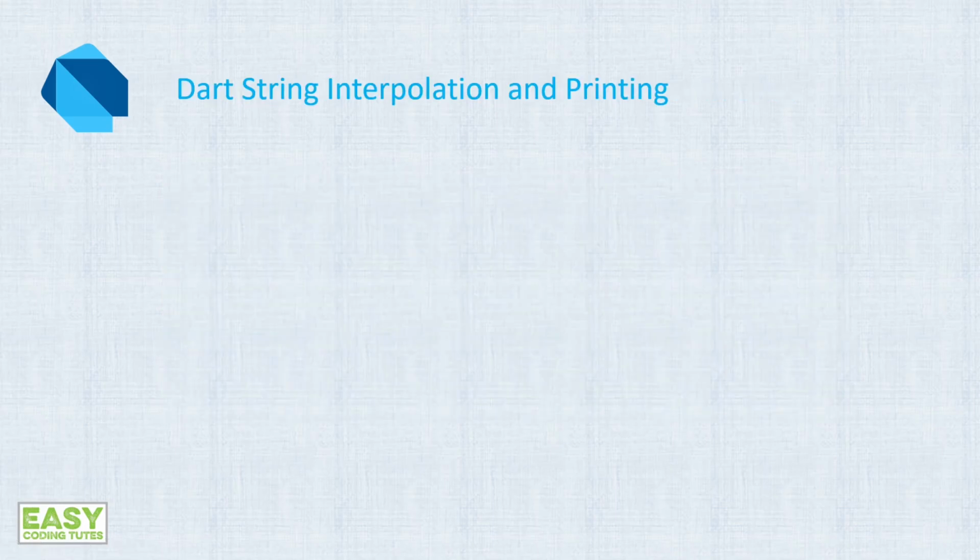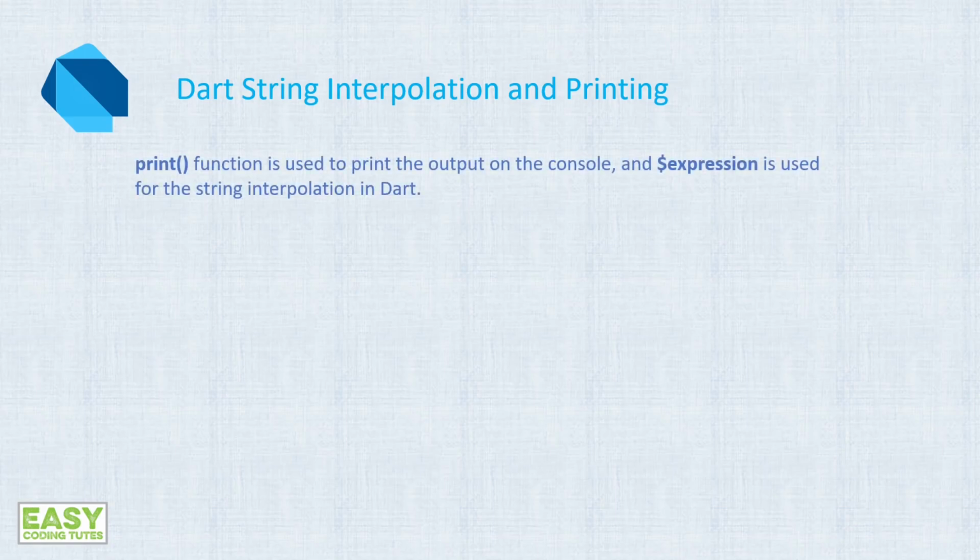Dart string interpolation and printing. The print function is used to print the output on the console, and the dollar expression is used for string interpolation in Dart. Let's have one example for that.